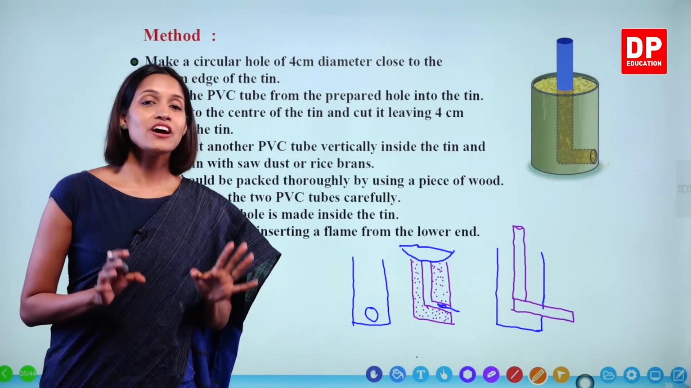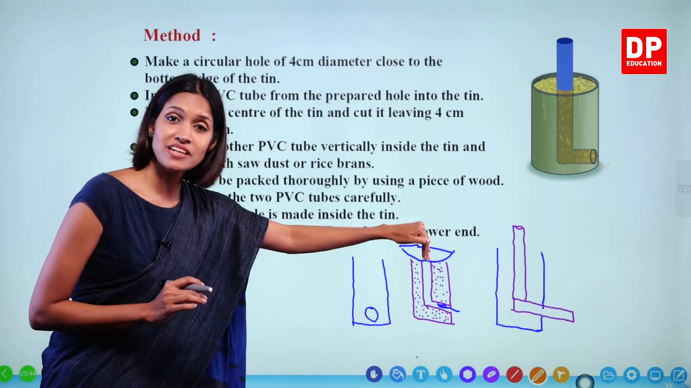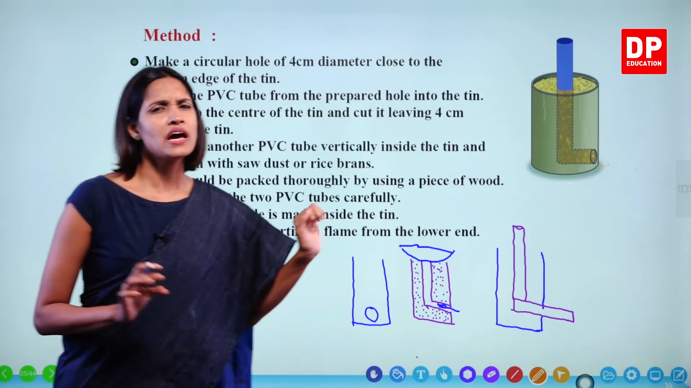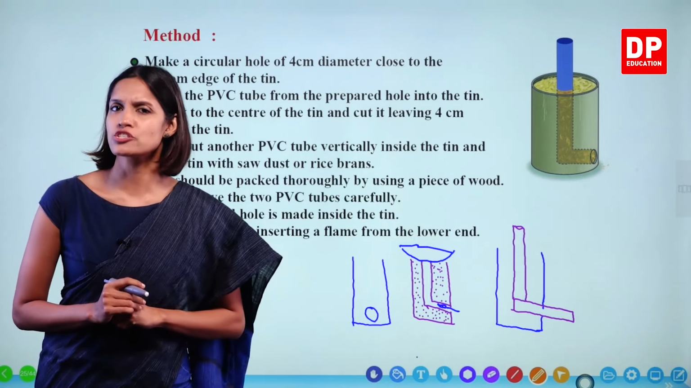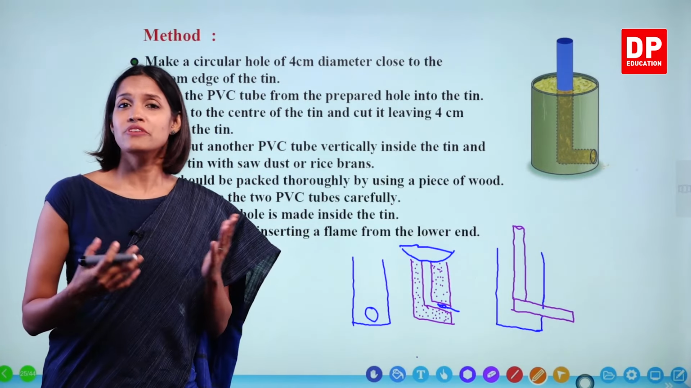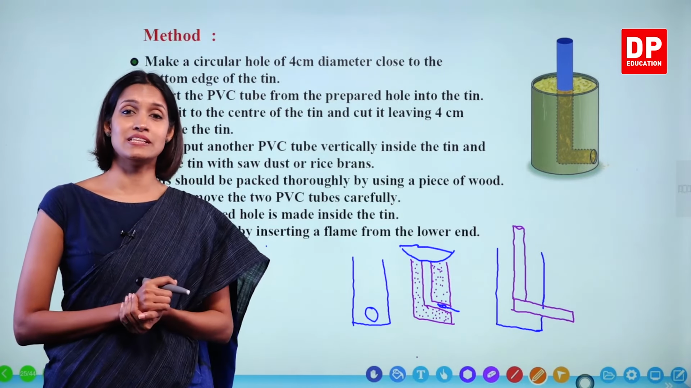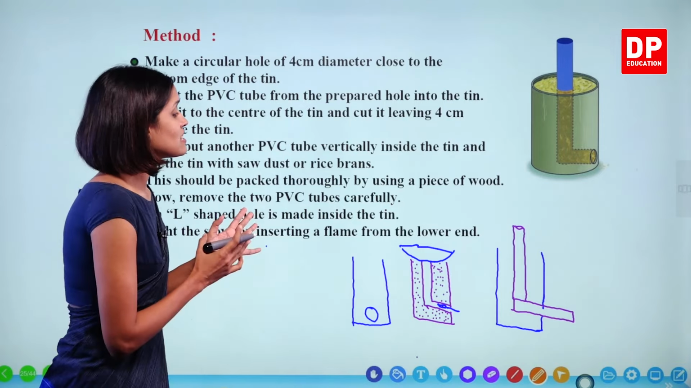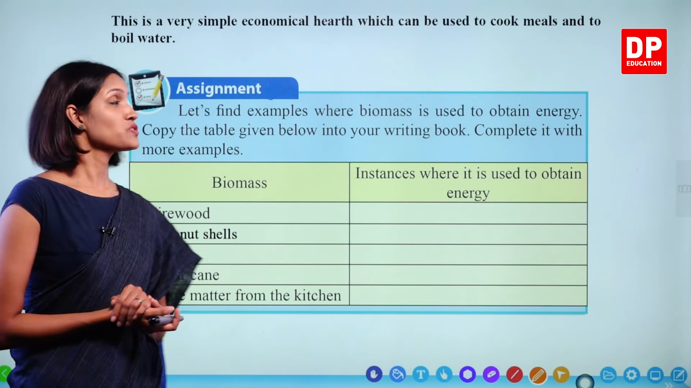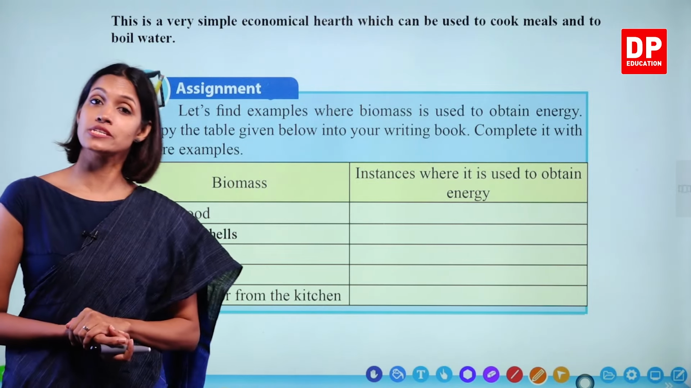Right, children? So you observed how to make a sawdust stove. And I told you how to fill that sawdust, you have to pack it tightly inside the tin, and when you remove these two L-shaped tubes, you have to remove it very carefully. I hope it's very clear how to make this type of sawdust stove. Okay, children. So this is considered as a very economical type of stove. That is because we use waste material. As I mentioned you earlier, sawdust or rice bran, they both considered as waste materials. Right? Therefore, this is considered as an economical stove. Okay? Right. So as I told you, this is a very simple economical hearth which can be used to cook meals and to boil water. Okay?